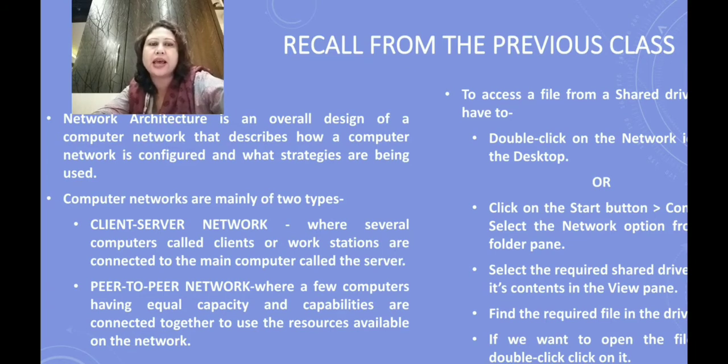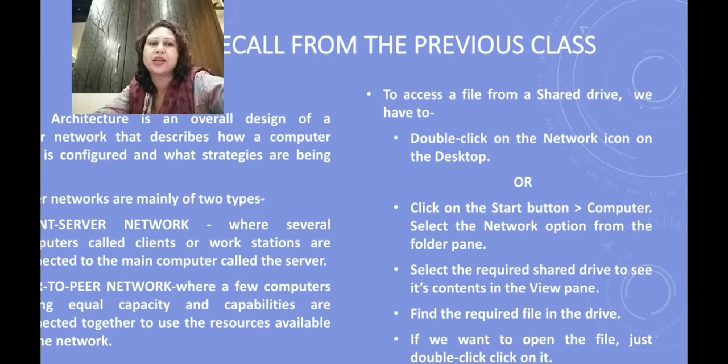Then we had learned that there are mainly two types of computer network. That is the client server network, where several computers which are known as clients or workstations are connected to the main computer, which we know as the server. Then we had learned that the second type of computer network is a peer-to-peer network, where a few computers having equal capacity and capabilities are connected together to use the resources available on the network.